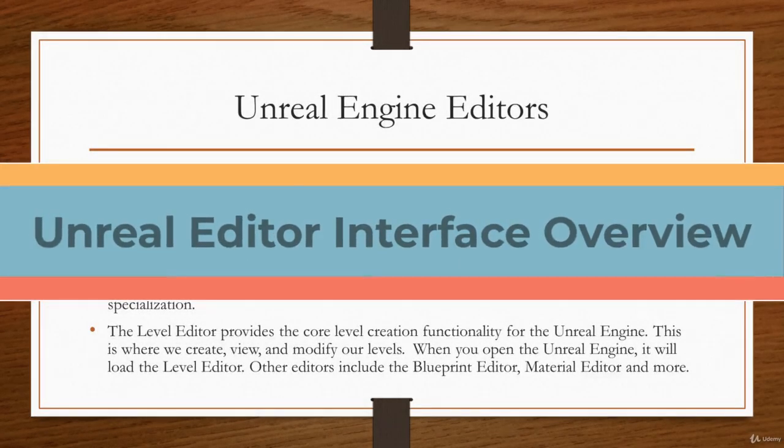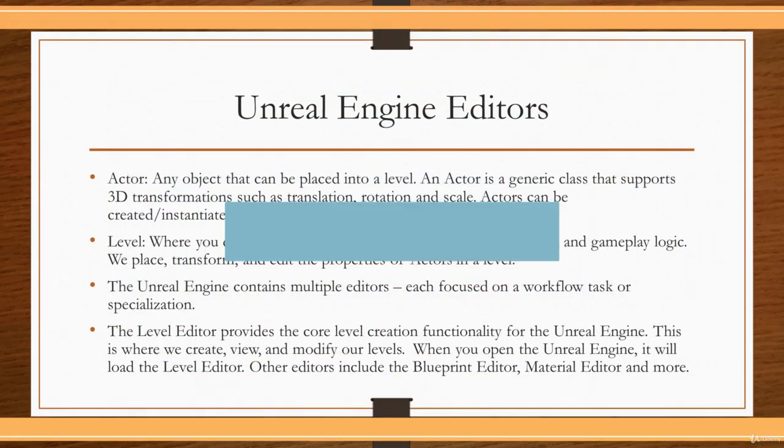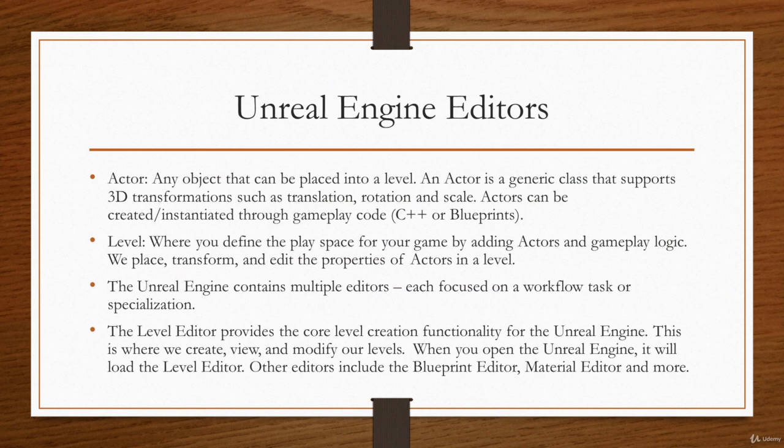Okay, so before I open up Unreal Engine, I'd like to talk about editors. And before I talk about editors, I'd like to talk about actors and levels. An actor is any object that can be placed into a level. An actor is a generic class that supports 3D transformations, such as translation, rotation, and scale. And of course, actors can be created or instantiated through gameplay code, so either C++ or blueprints.